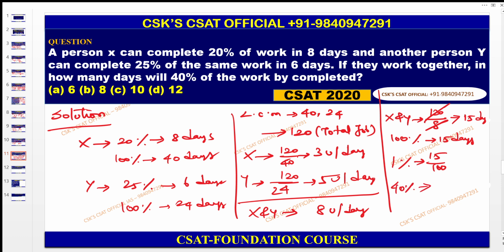40% is equal to 15 by 100 into 40. Here 2 times, here 5 times. Here you can cancel, here 3. 3 into 2 becomes 6. So therefore 6 days. 40% takes 6 days to complete. Got it, everyone?